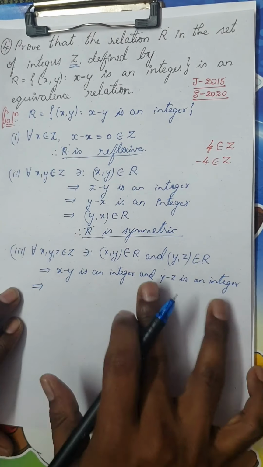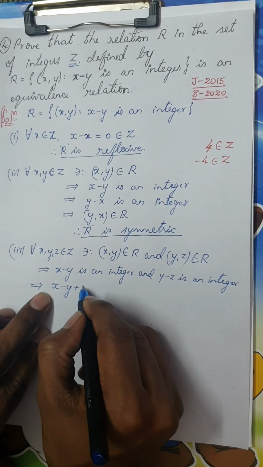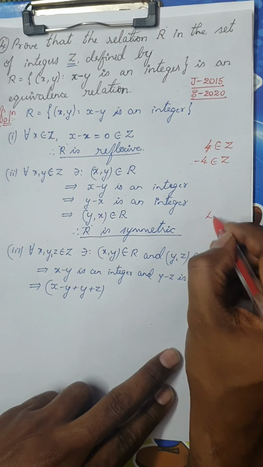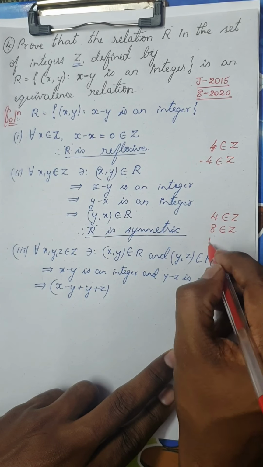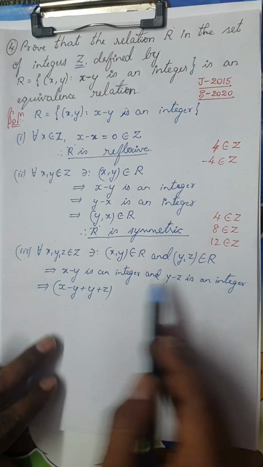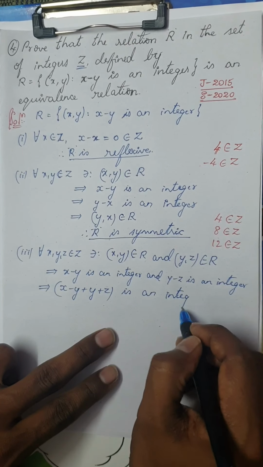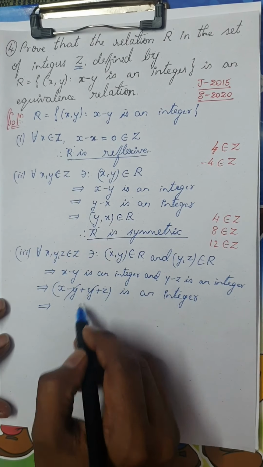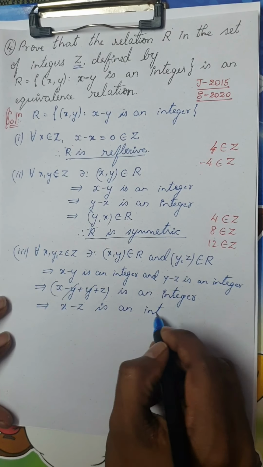So this implies if you take two elements, then the sum of these two elements, x minus y plus y minus z, means, see, look here, if 4 belongs to Z and 8 belongs to Z, then the addition of them, that is 12, also belongs to Z. Are you following? So I will add these two elements, x minus y plus y minus z is an integer. So this also will be an integer. Okay, right. So this will imply plus y and minus y will get cancelled. I will get x minus z is an integer.